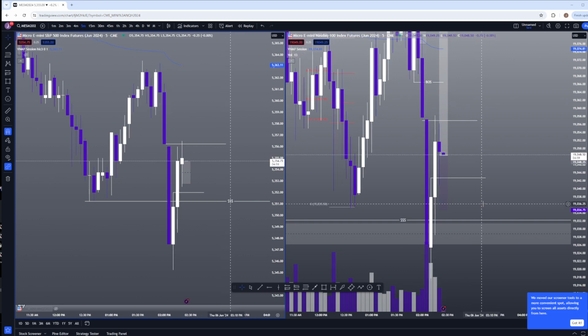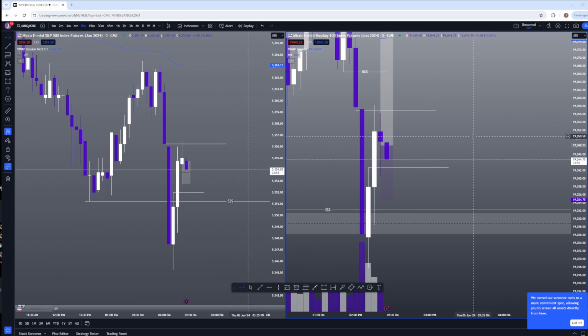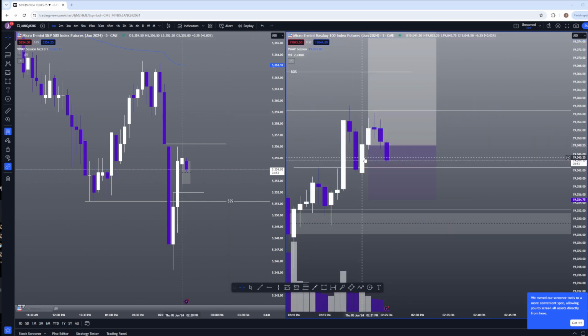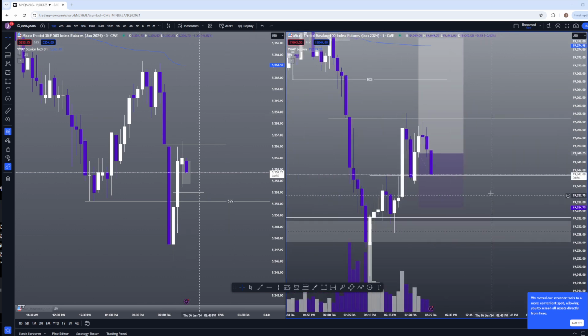Creating fair value gaps on NQ on the 5 minute. What gap do you mean on the 5 minute? So like the VIX is heading down.